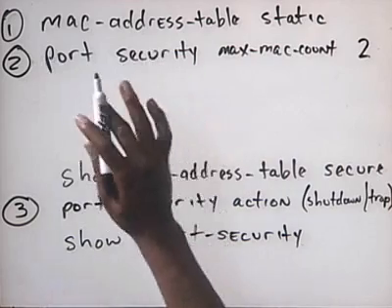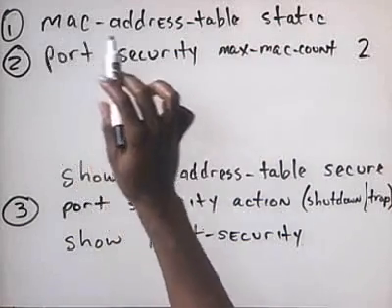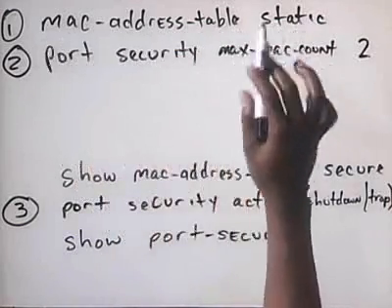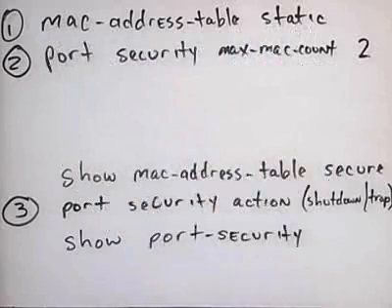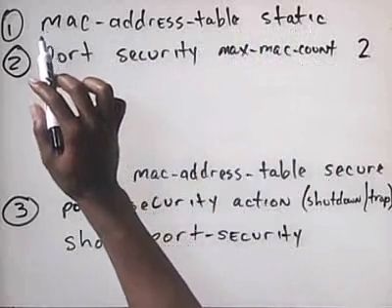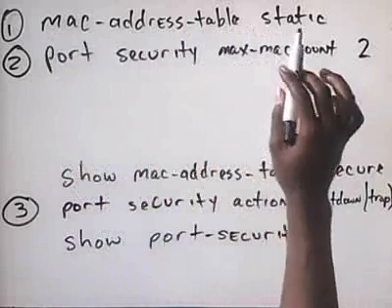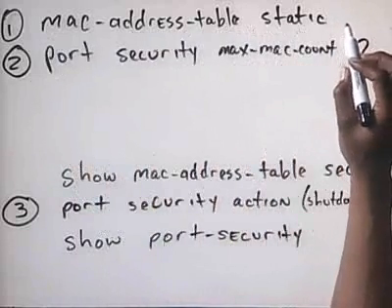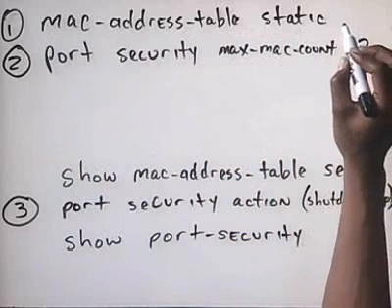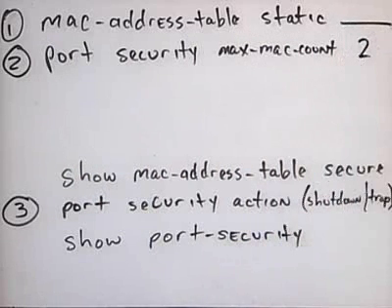The first step that I mentioned was setting a static or permanent MAC address entry into the MAC address table. You do this with the command mac address-table static, and then you can indicate the actual MAC address, and you could also indicate the VLAN that would be associated with that particular entry.